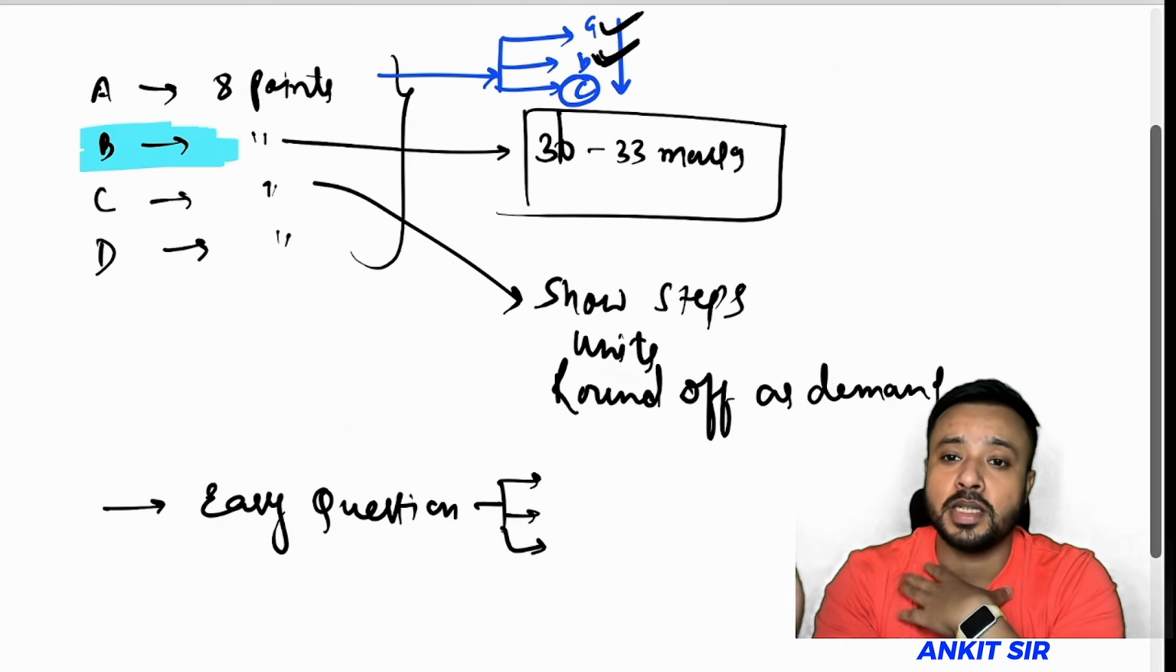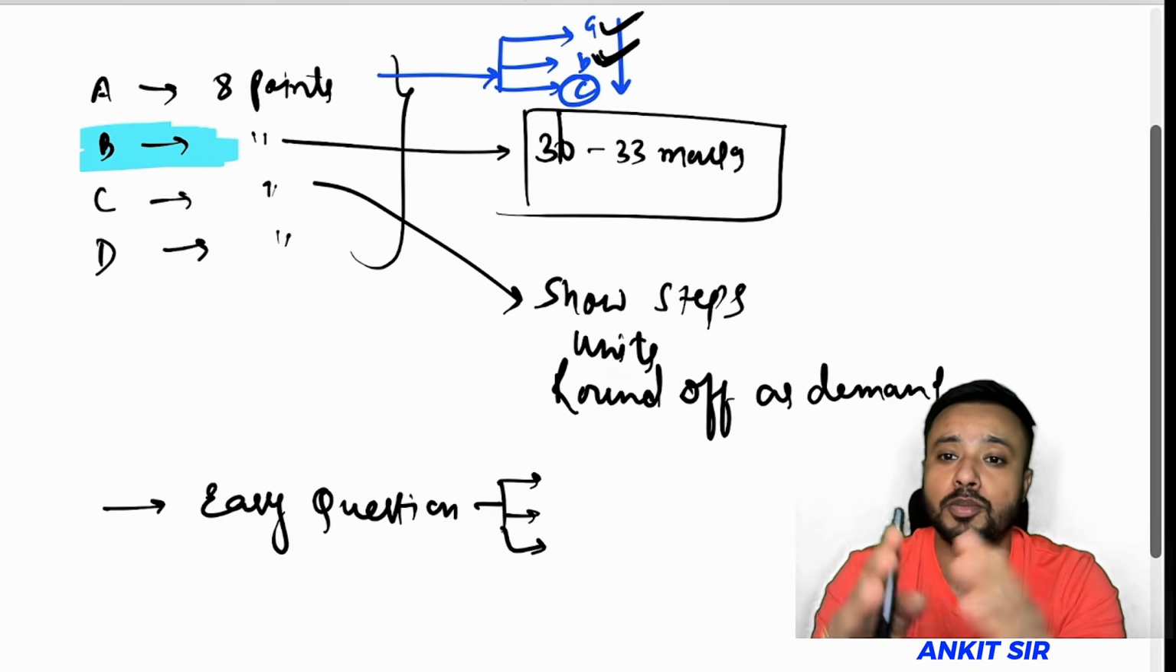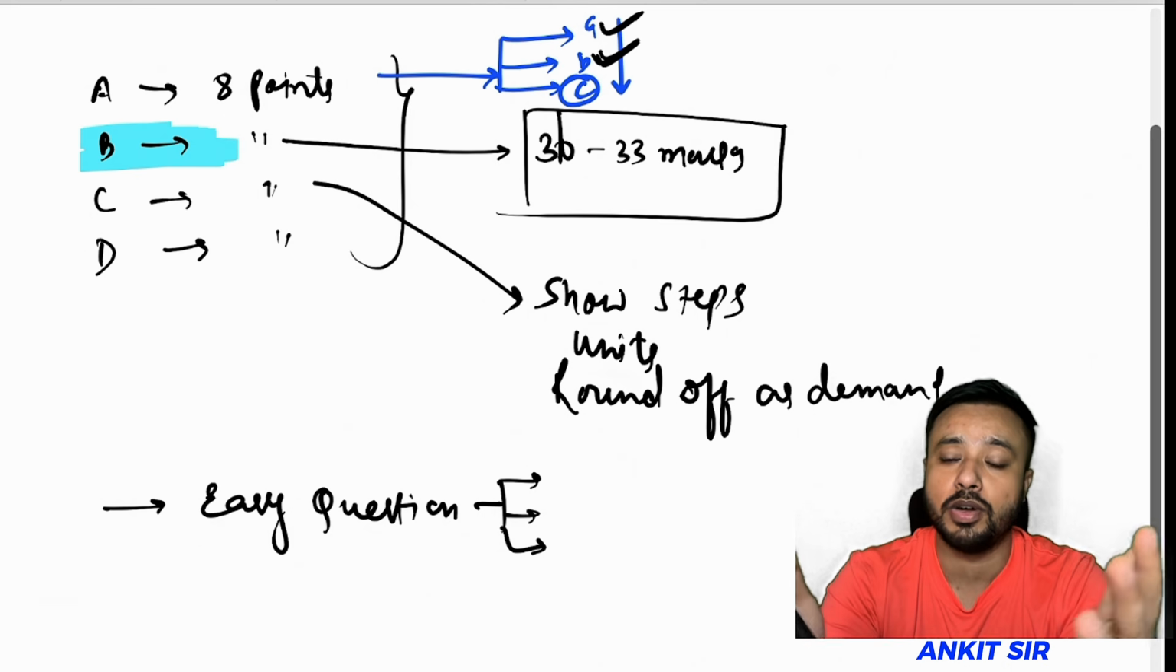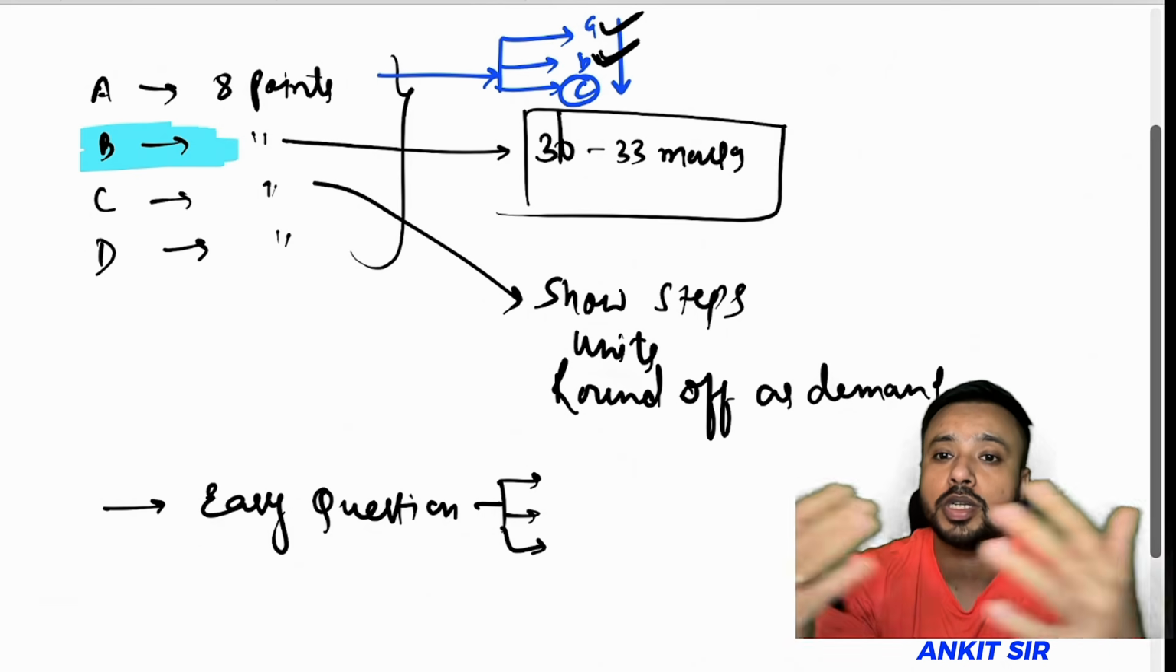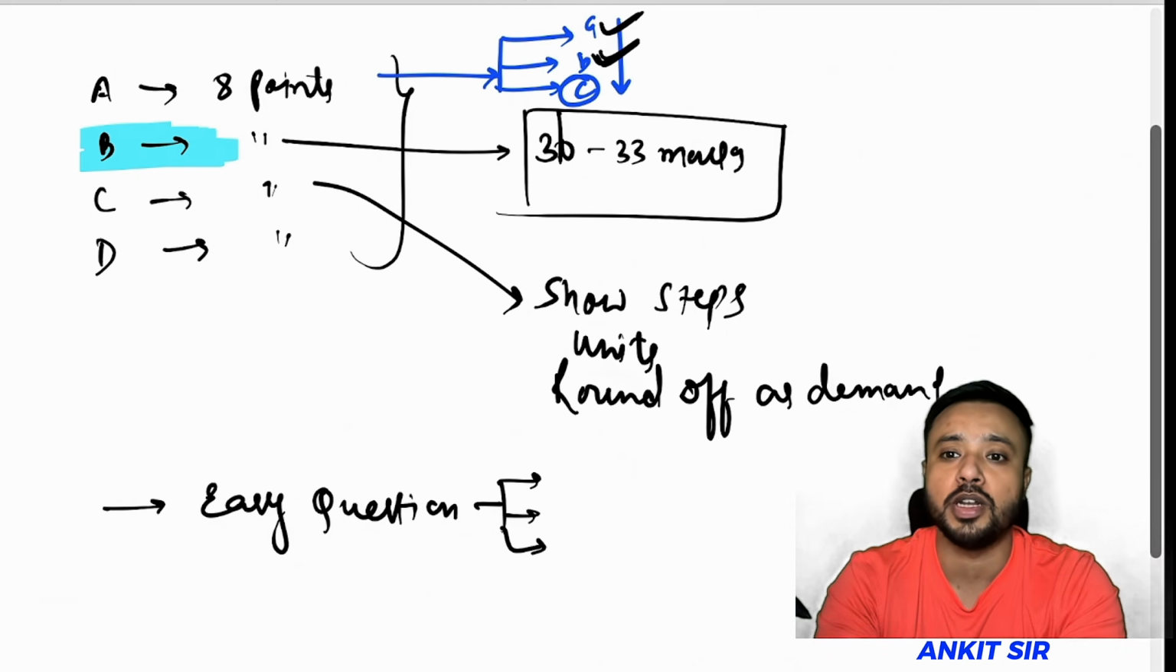So what I suggest to my students is that you always start from the last question, which is basically criteria B, because criteria B is 30 to 33 marks, and you can easily get full marks in that. Once you do that, your confidence is boosted, and automatically you perform better in your overall exam.